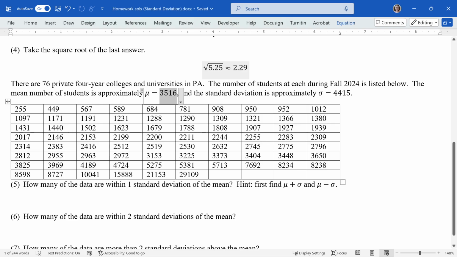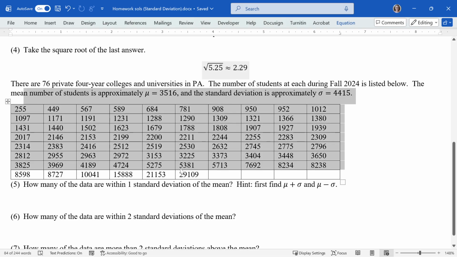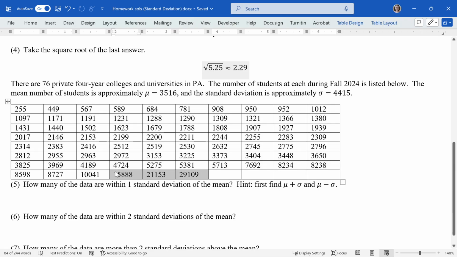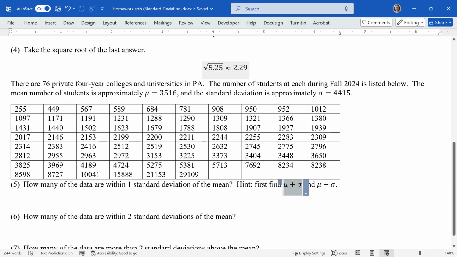You can see this data is quite unbalanced because most of the numbers are kind of small, less than 10,000, but then you have a few that are really large, like these last three. Okay, anyway, how many data are within one standard deviation of the mean? So what I'm going to do is find the boundaries on the region of numbers that would be within one standard deviation of the mean.